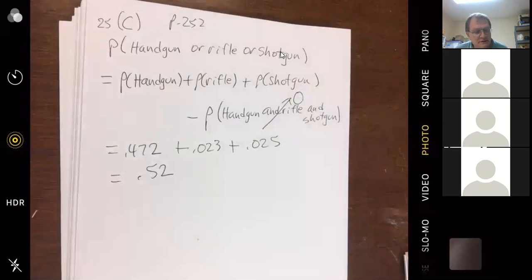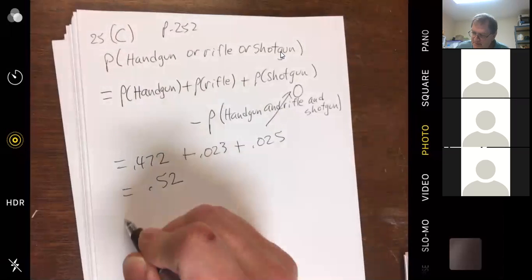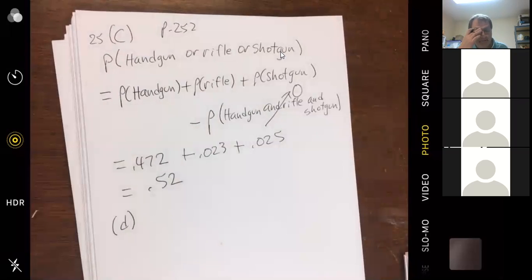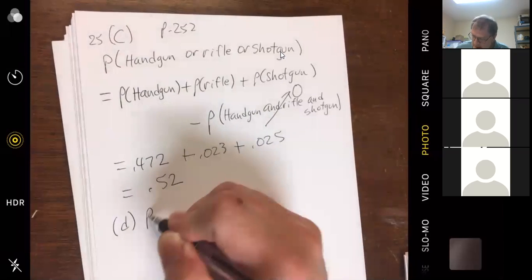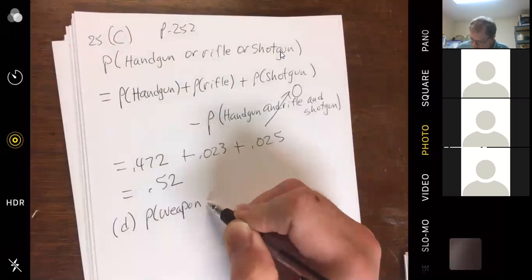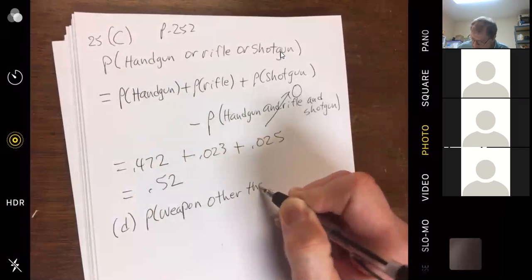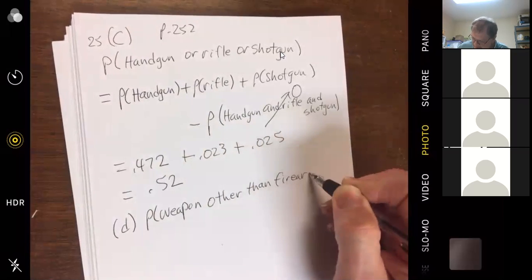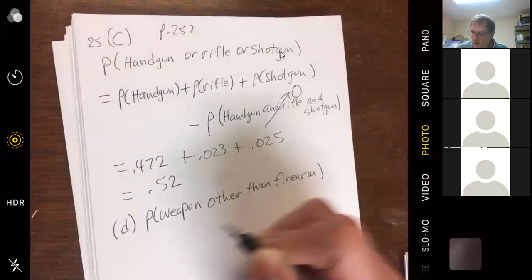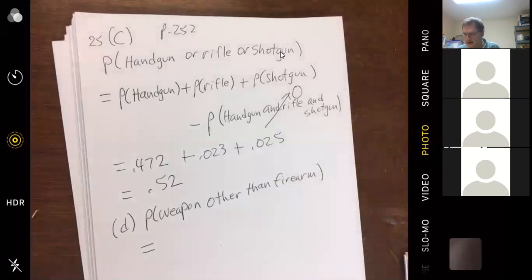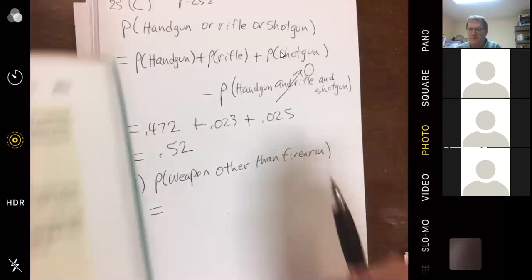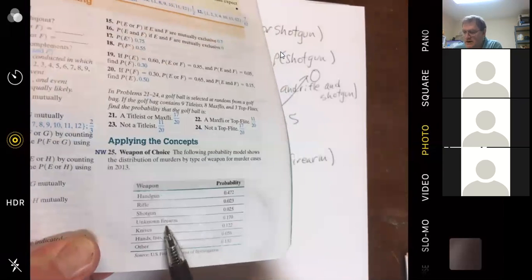There was another part. Okay, do you want part D? I think it's the same thing, except it's slightly different. Weapon other than a firearm. Probability weapon other than firearm, which means gun, some type of gun. Well, looking at the table, you just got to pick out the categories that this would apply to. A handgun's a firearm, a rifle is too, unknown firearm. So we can't even use the first four in these, right? They're all some type of firearm.